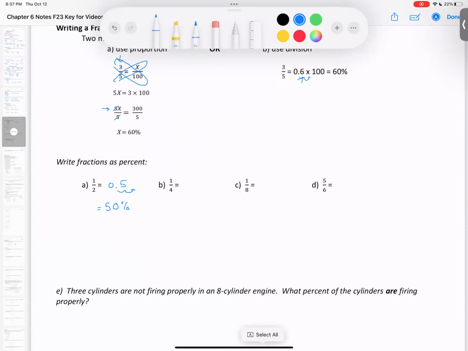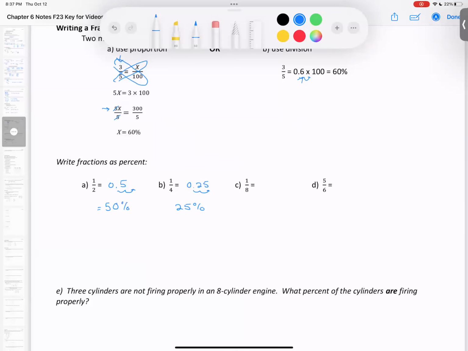Okay, 1/4 then. So let's do that on our calculators. And we get 0.25. And so if we move that over 2 to the right, we'll have 25%. So go ahead, pause this video and try those next 2 on your own.